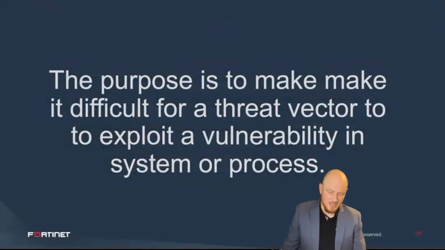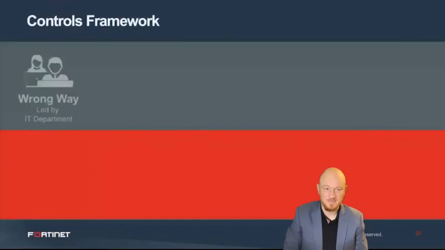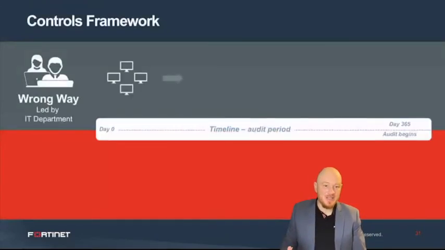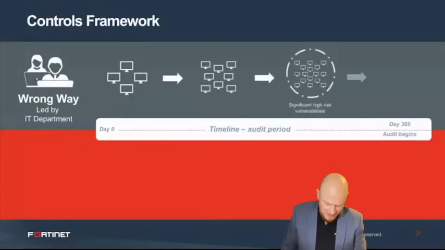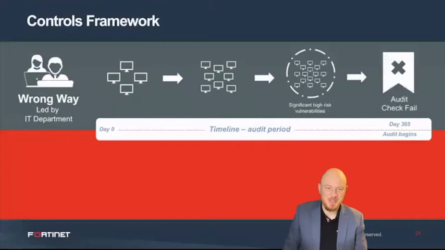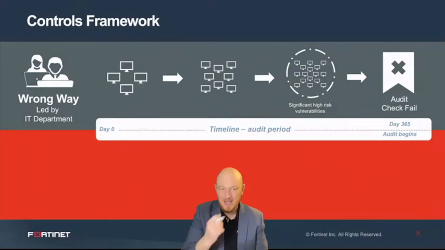Now, when we look at the security controls, the purpose is to make it difficult for the threat vector to exploit a vulnerability in a system or process. And of course, one of the components we need to include here is also risk management. But there's always 2 ways to do something, right? It is the wrong way and the right way. Now, the purpose is to make it very difficult for the threat vector to exploit the vulnerability in a system or process. And we know that performing an audit once a year is a recipe for failure.